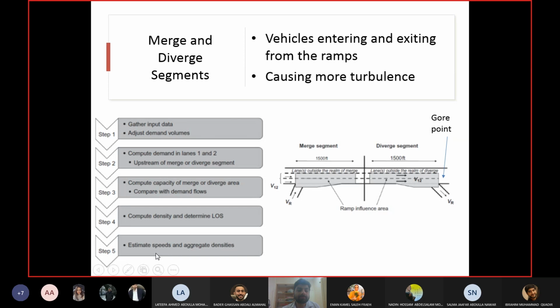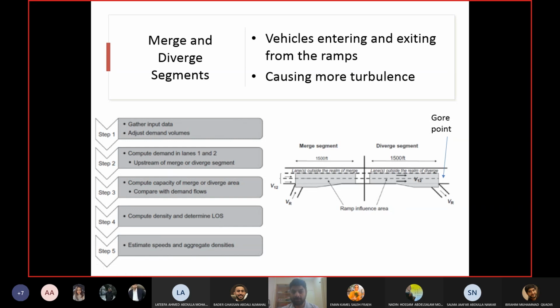And the last step is find out the speed and aggregate densities. So you have a number of segments. This step we will cover in the end, not even in this analysis. So this analysis will stop here, finding out the level of service. The last step we will see at the end.